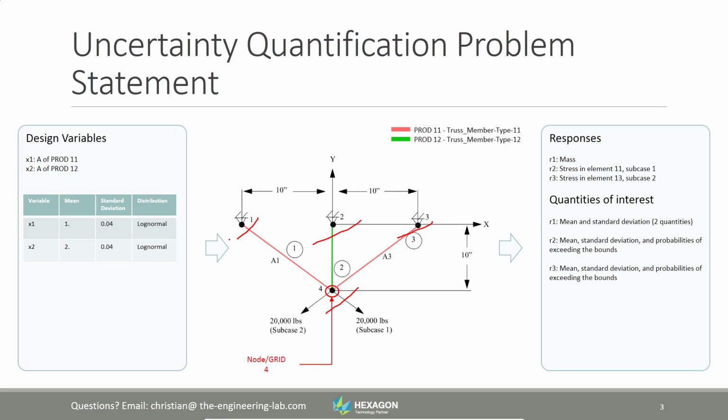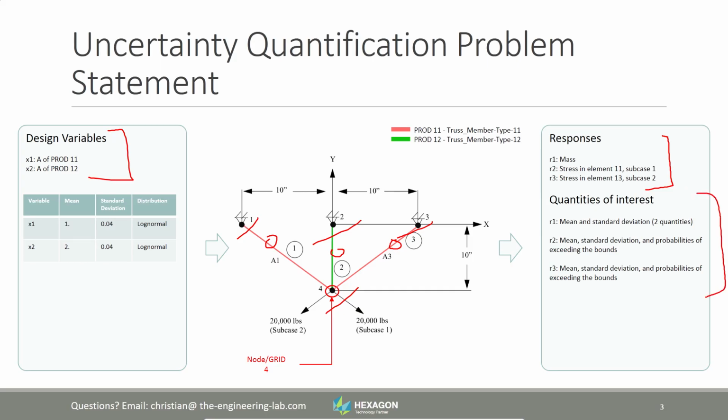The uncertain variables are going to be the cross-section area of the 3 truss members. So these variables are the uncertain variables. They have a mean and standard deviation. We also have some responses. In part 1, we started off with mass, stress, and displacement responses. We identified the most critical responses. So in this exercise, we're only dealing with the mass and stress responses.